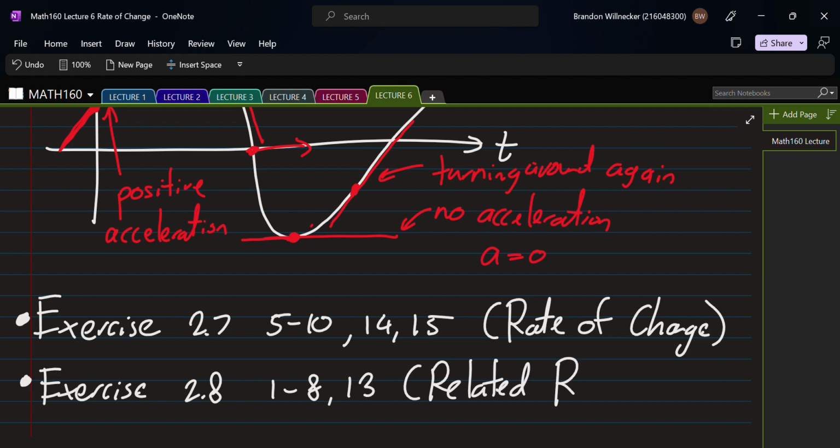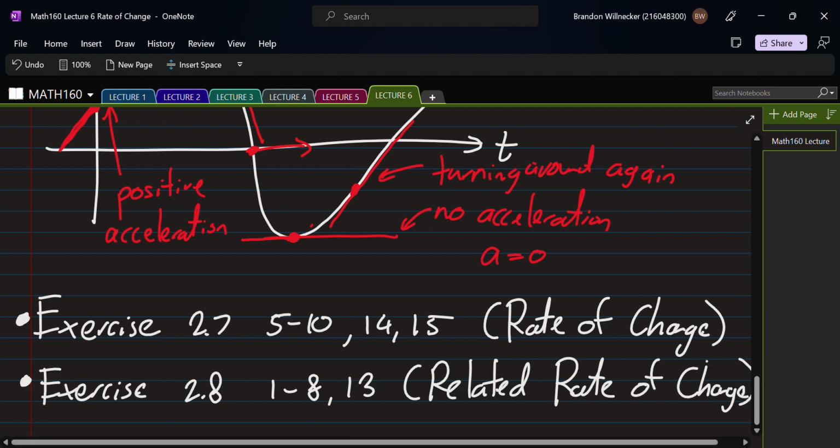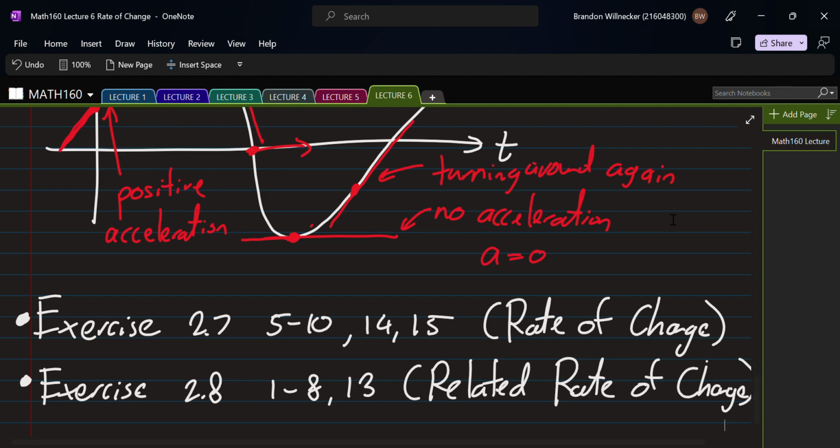Related rates of change. So those are the two exercises for this week's tutorial. The solutions will be posted as well. Please go through them to check your work. If you have any issues, please send me an email or you can ask the tutors for help.